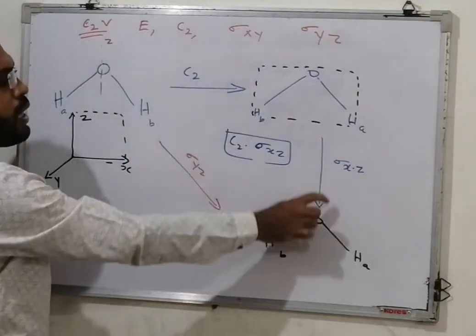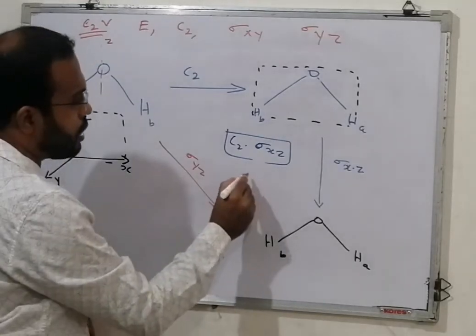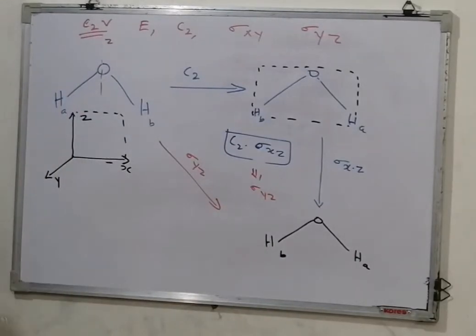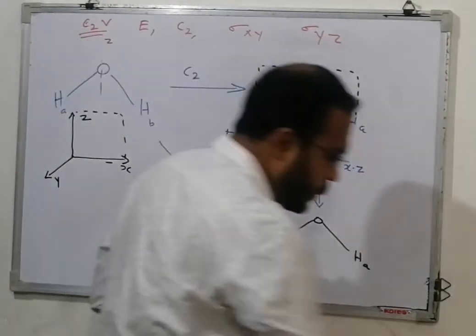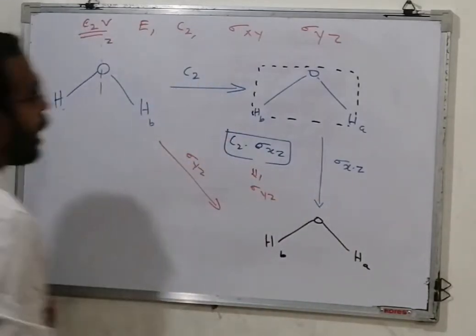If you do C2 and sigma XZ, you will get this. Therefore, sigma XZ is equal to sigma YZ. Please remember that. Now, another symmetry element.